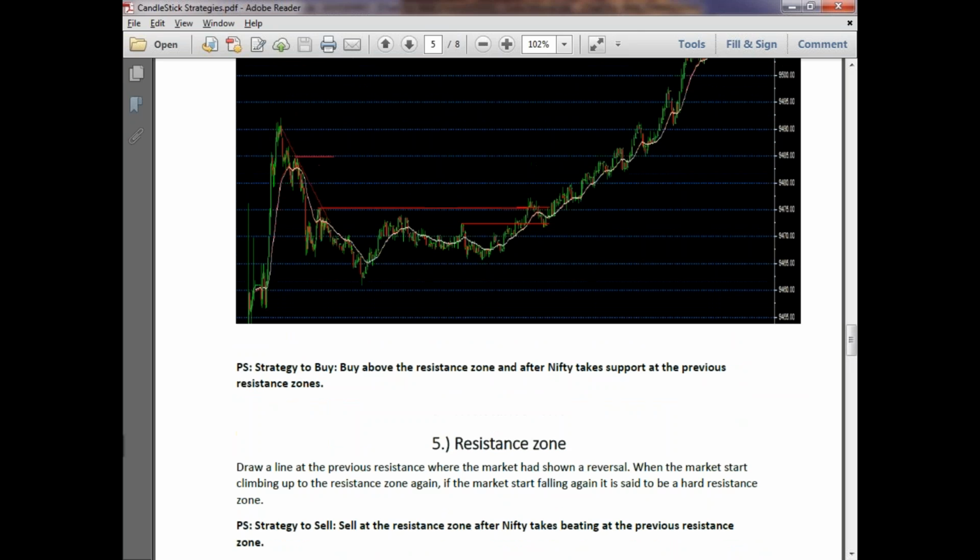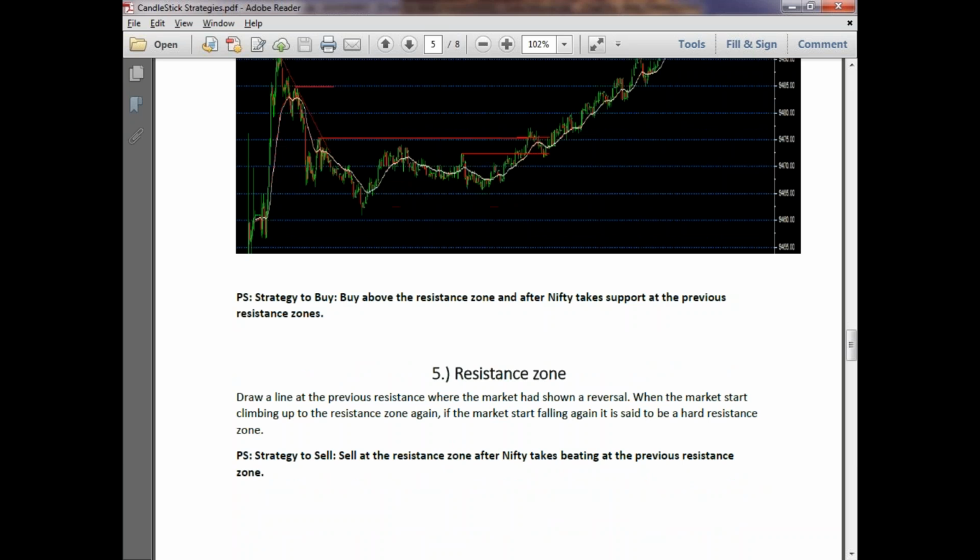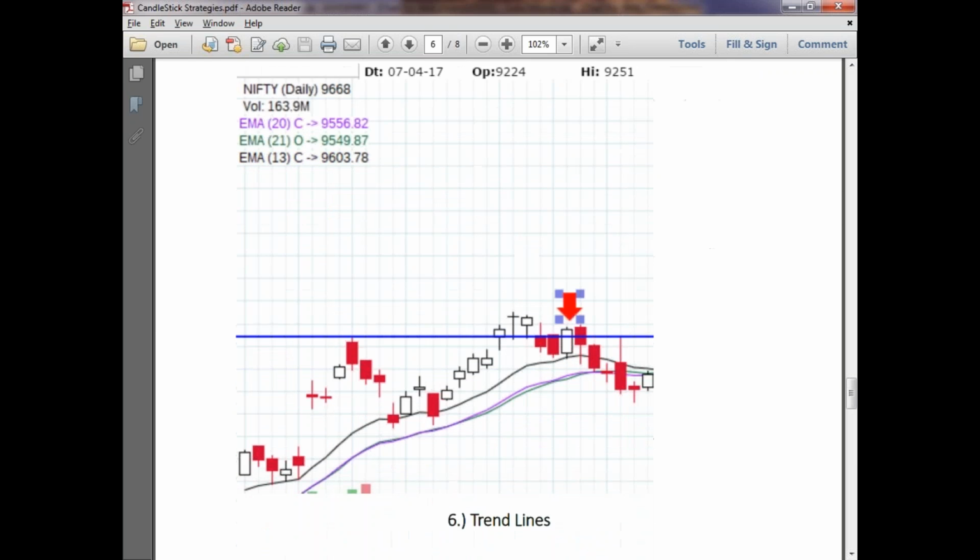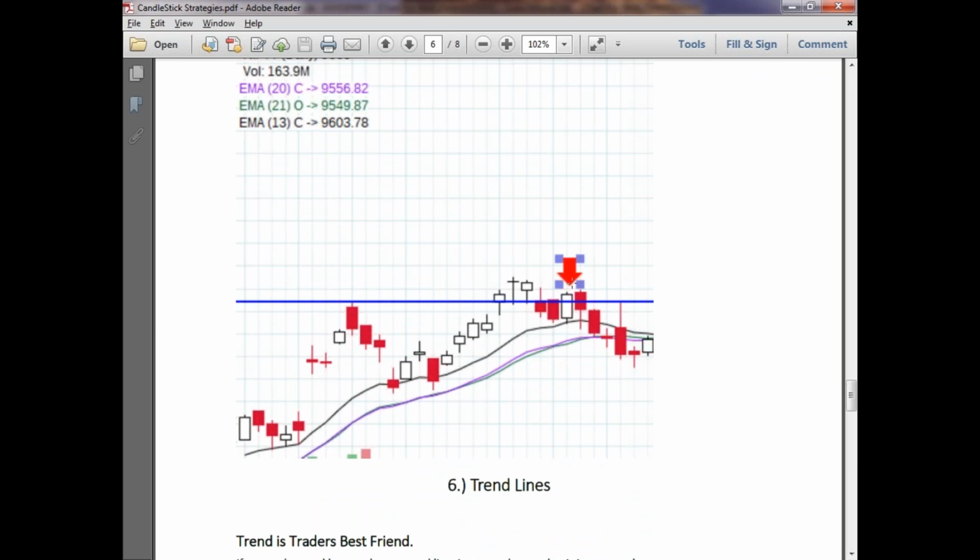Resistance zone, you know that this is the resistance, this is the resistance. When it clears the resistance, what you have to do when you have to sell at resistance zone. Okay, so this is what you have to do. I will give you an example. This is the resistance zone over here.